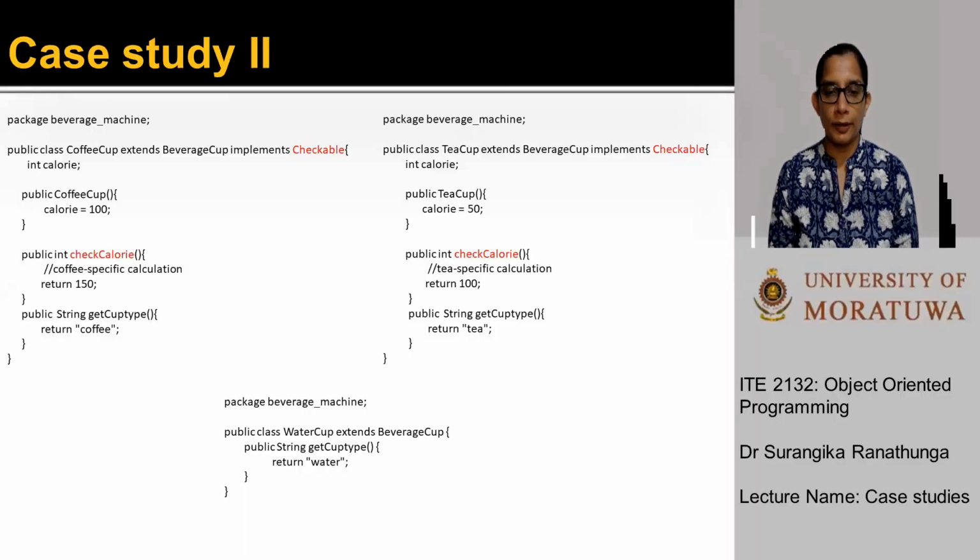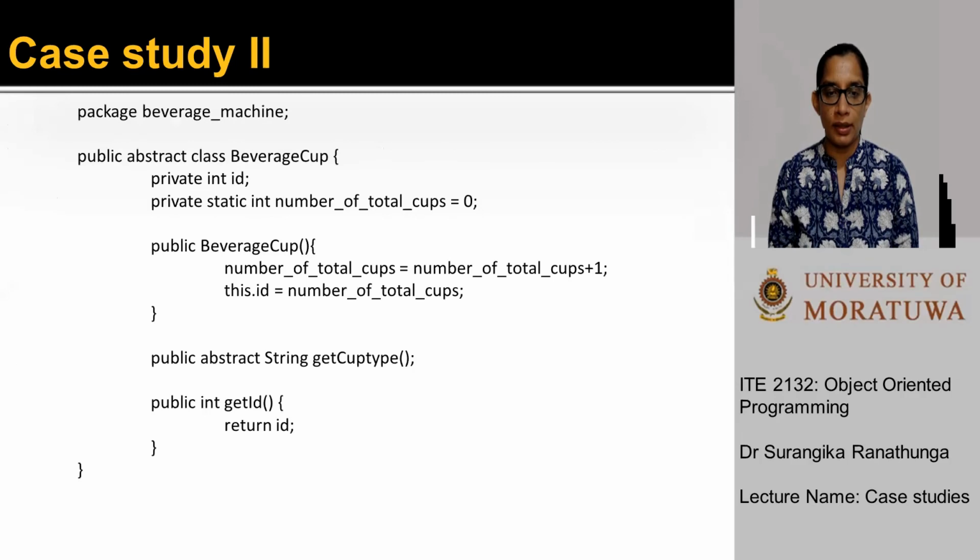So here's the implementation of the three classes. As you can see, all three classes have to extend the beverage cup class because that is a superclass that contains the common attributes and methods. And as you can see here, the beverage cup class has the get cup type abstract method.